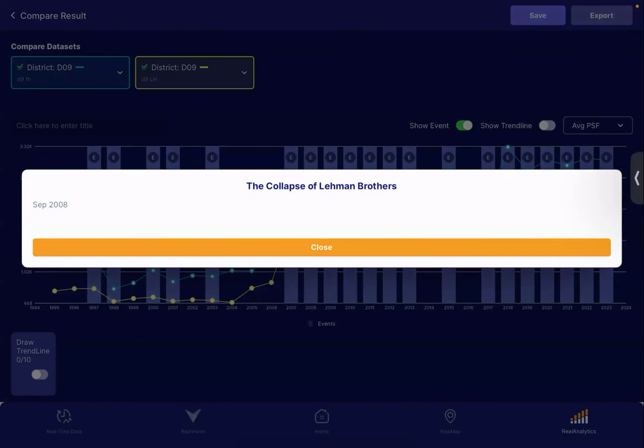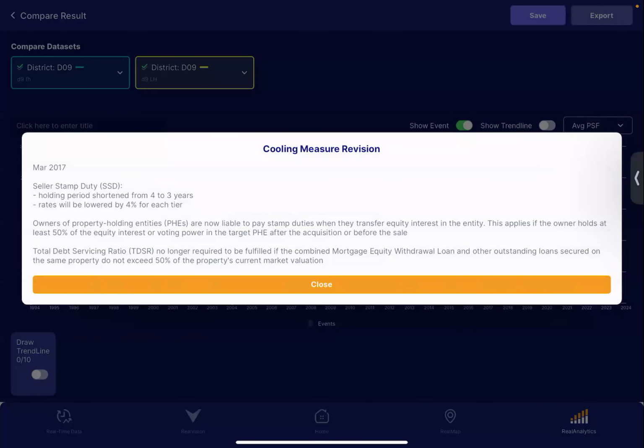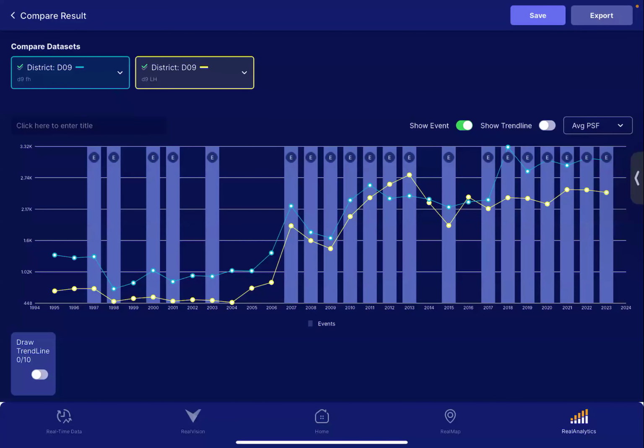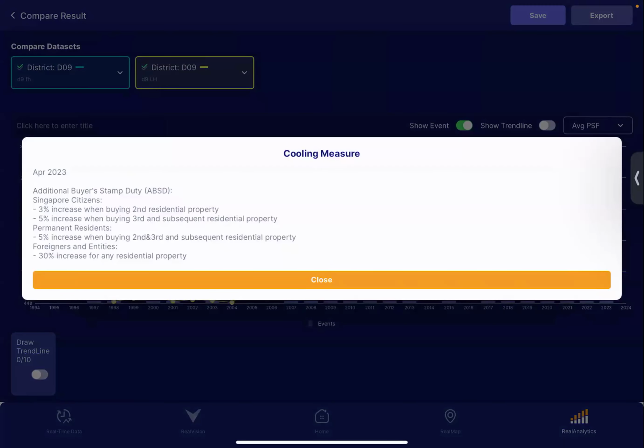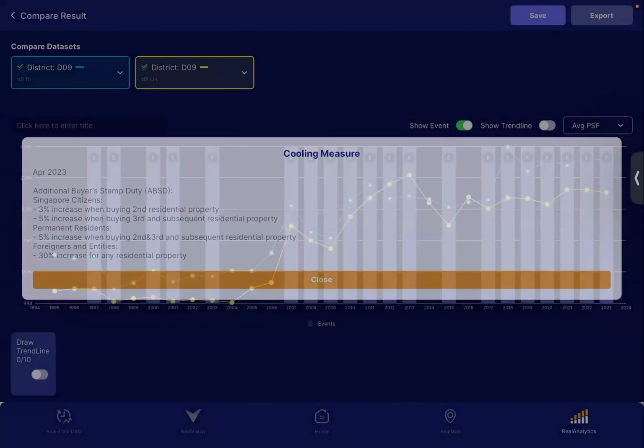Why 2008, the price moved like that, collapse from Lehman Brothers. And then down here, cooling measures. What are the cooling measures revision? So 2023, what was the cooling measures? April 2023, ABSD, Singapore Citizen, 3% increase when buying second. So all this information is here for you.